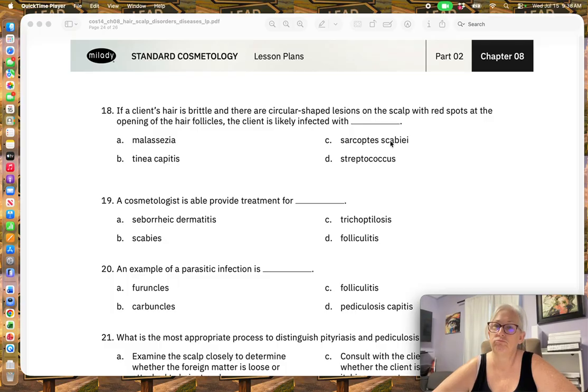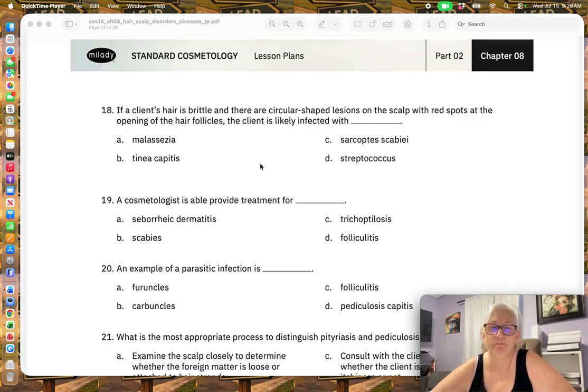Scabies, it's not on the head, I don't believe. And Malassezia, never heard of it. Don't know what that means. Probably has something to do with the head or something, but I don't know. So the only one I really like is tinea capitis for number 18, red spots opening the hair follicles. Tinea capitis is probably your answer. Number 18 is B, tinea capitis. So those are going to be circle-shaped lesions on the scalp with red spots.